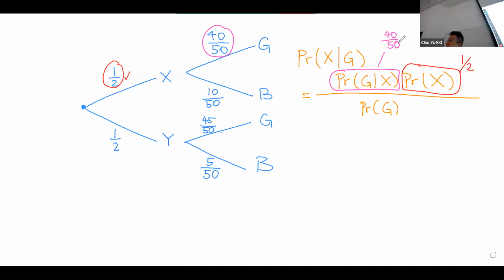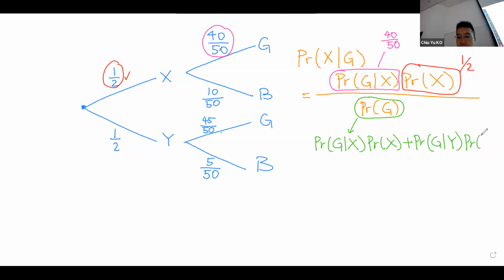Is that okay up to here? So the slightly difficult problem is the denominator, which is asking how likely you get a girl. If you still recall our assignment, how we do that is we use the total probability rule. So it is the probability of G given X times the probability of X, plus the probability of G given Y times the probability of Y. That would be the expression.